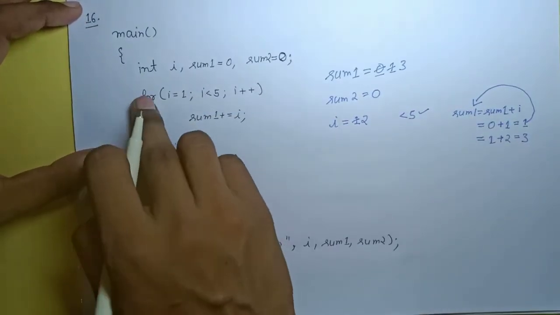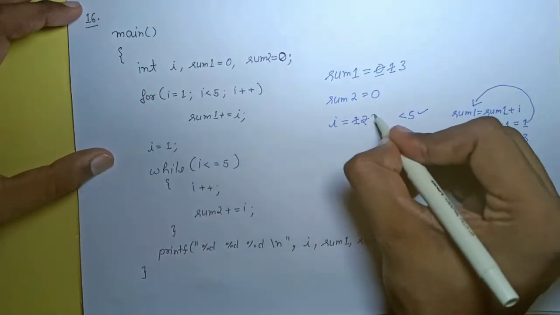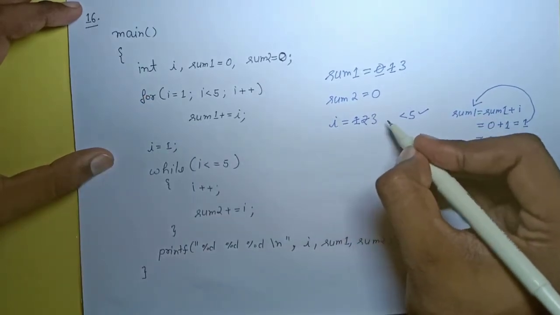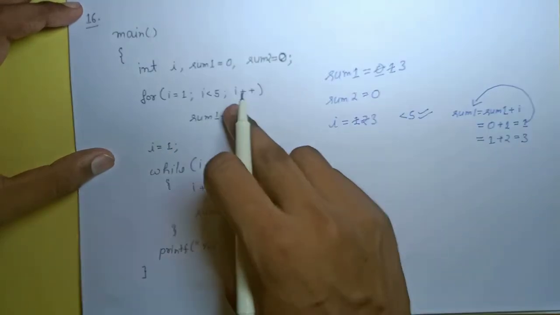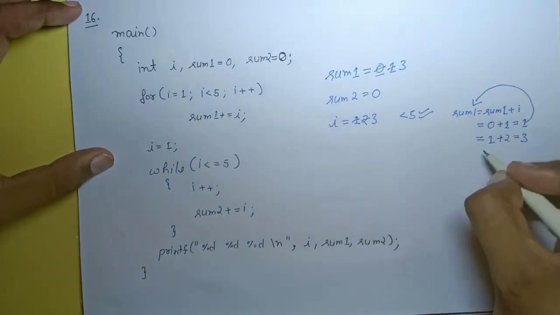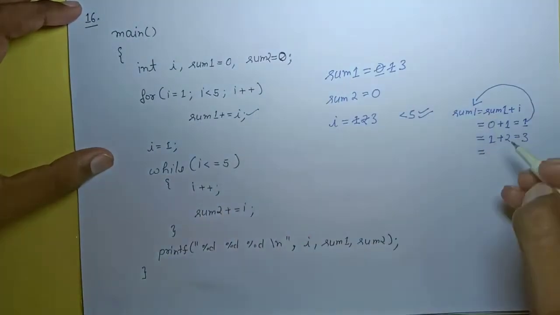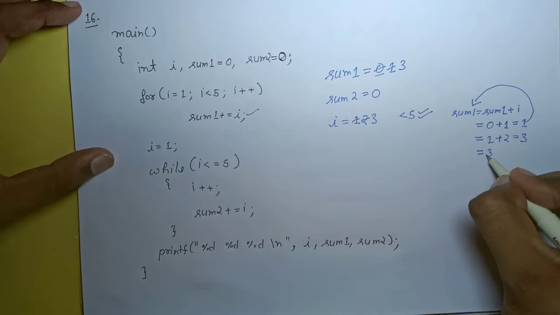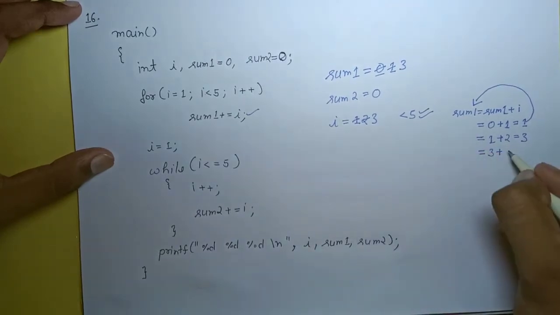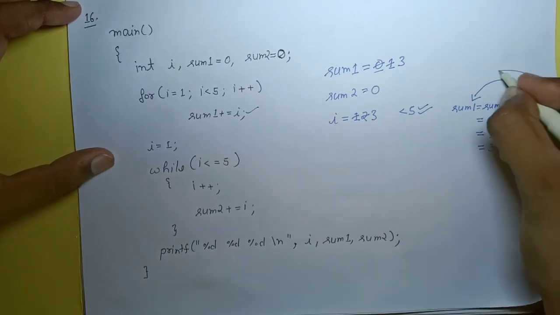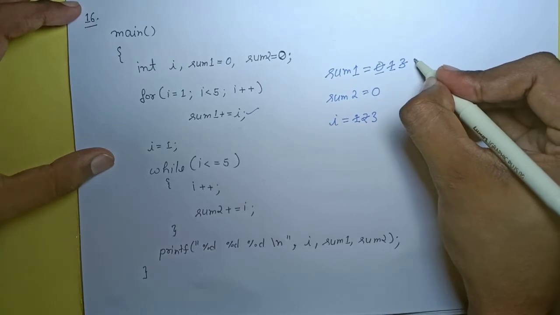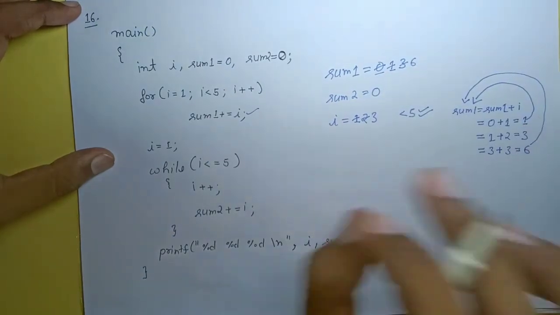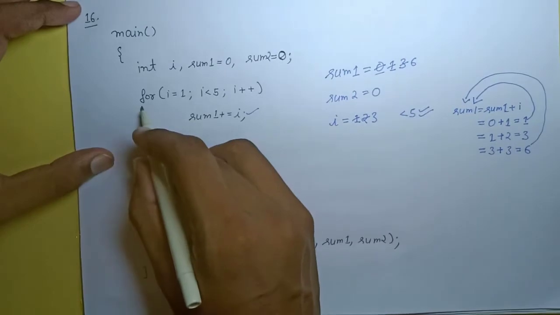Now the control again comes to the for loop, the value of I becomes 3, and the condition is checked: is 3 less than 5? Obviously it is, so the condition is true and the control comes inside the loop. This statement is executed again, which means the value of sum1 now is 3 and the value of I is also 3, so the result is 6. Now this value 6 is stored in the variable sum1, which means that 3 is overridden by the value 6. Then again the control comes to the for loop.